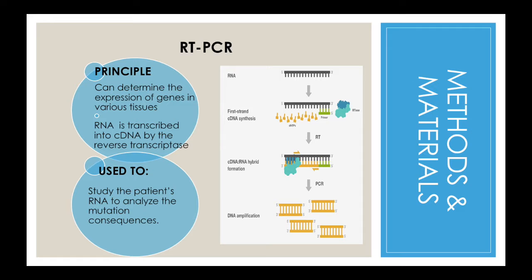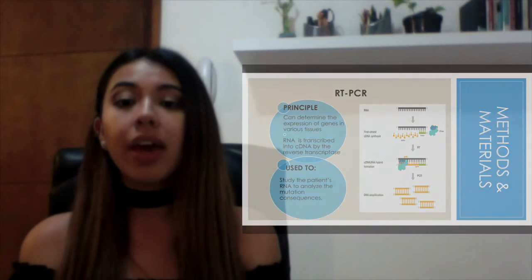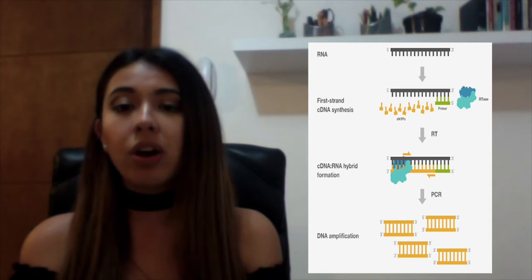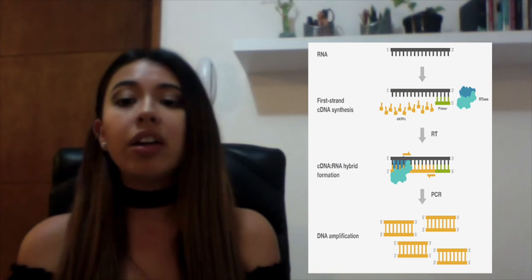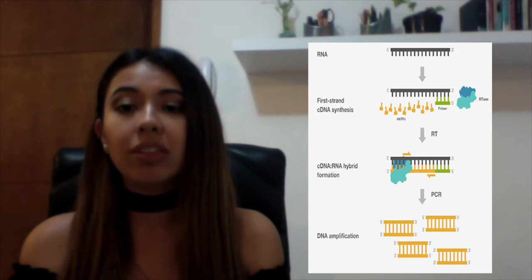Then we have RT-PCR, which is a technique used to determine the expression of genes in various tissues. It starts with an RNA strand as a mold, which could be messenger RNA or total RNA. The RNA then is transcribed into complementary DNA. This is done by an enzyme called reverse transcriptase.